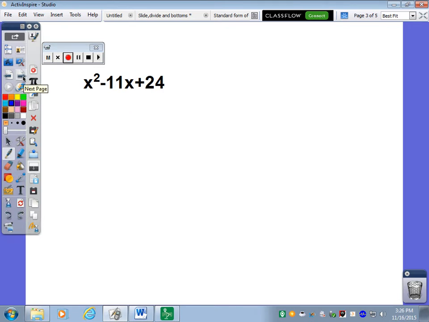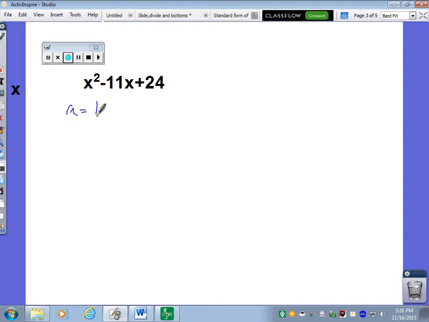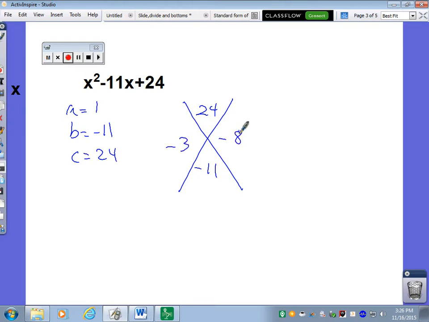Next example, x squared minus 11x plus 24. I strongly recommend that you turn off the video and try it yourself and then check it against mine. A is equal to 1 here because there is no number. B is equal to negative 11 and C is equal to 24. Greatest common factor? No. So we start off with diamond math. 1 times 24 is 24, adds up to negative 11. What multiplies to 24 and adds up to negative 11? Negative 3 and negative 8 work.